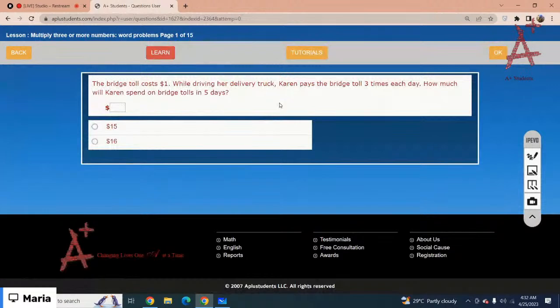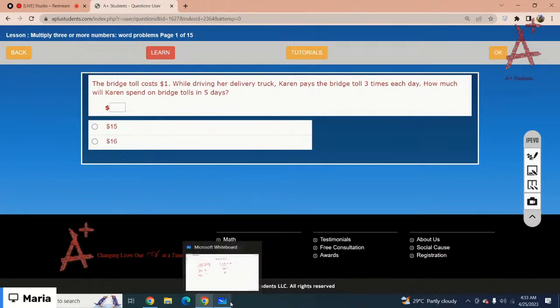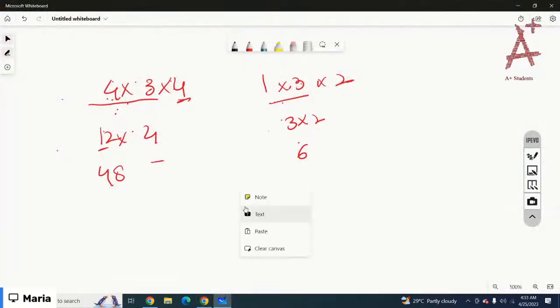Okay, the bridge toll costs $1. While driving her delivery truck, Karen pays the bridge toll 3 times each day. How much will Karen spend on bridge tolls in 5 days? So basically, you have to multiply all the numbers. We have one, three, and five. So it would be 1 times 3 times 5. The toll is $1 each time.